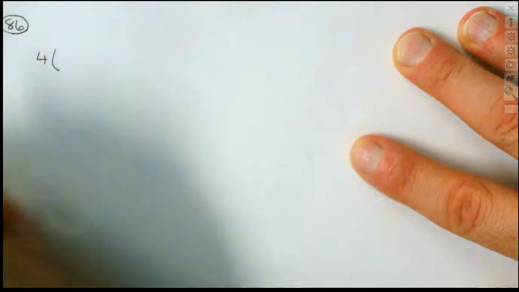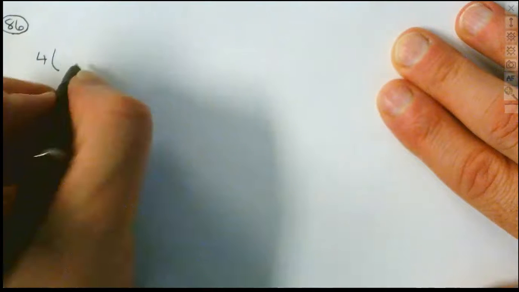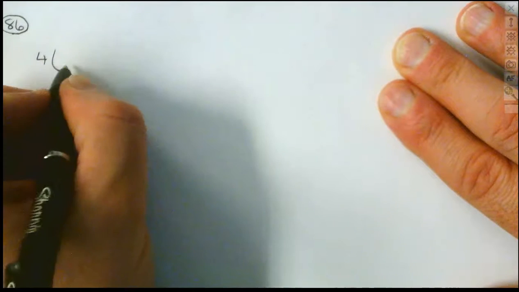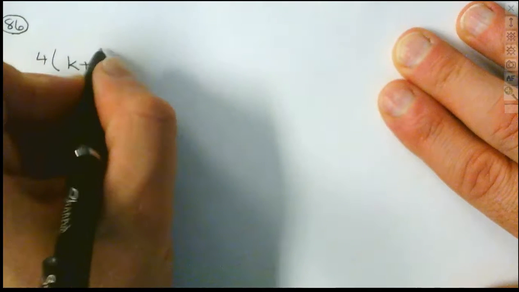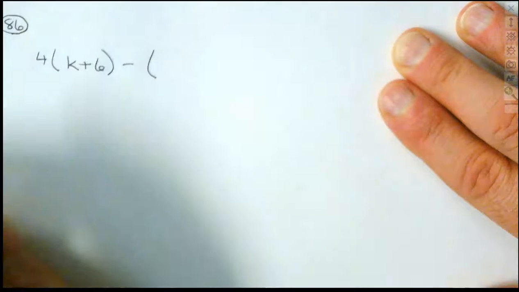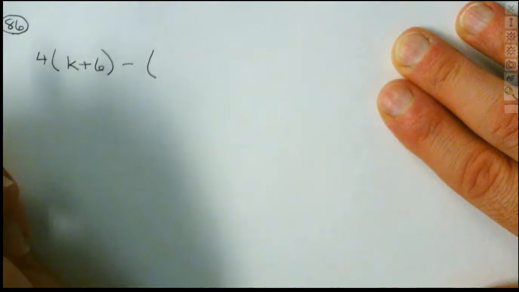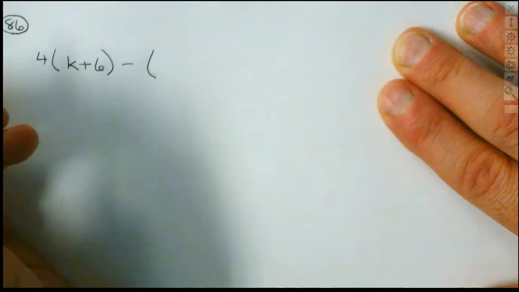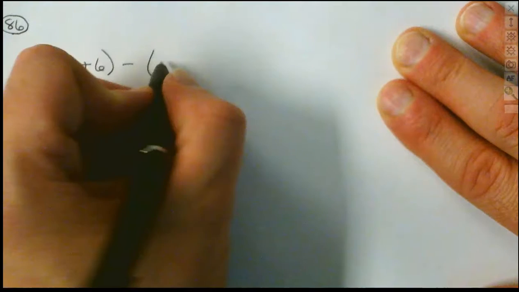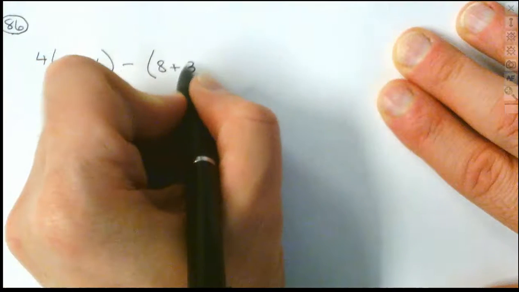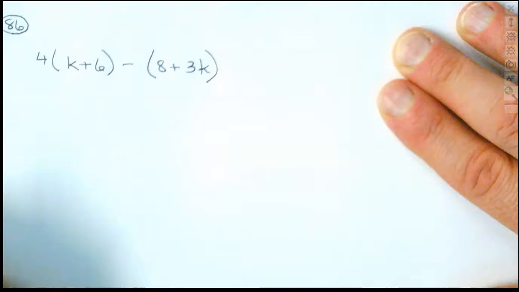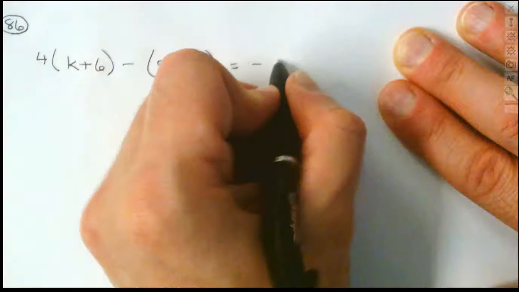So we've got 4 times k plus 6 minus parentheses. Let's see, make sure I wrote it down right. Minus parentheses 8 plus 3k equals negative 5.